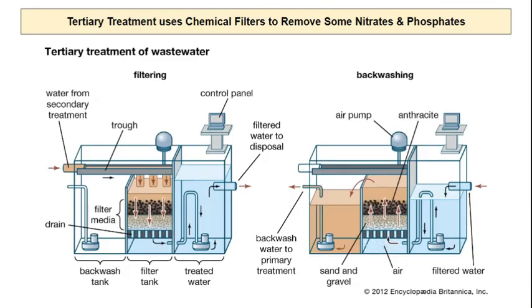Tertiary treatment is a blending of those treatments I just talked about with chemical filters, removing some of the nitrates and phosphates with different filters. You can see the filters here in the center part. Essentially, you're running the water through using different types of diffusion and osmosis. These filters remove those excess nutrients so we don't have to deal with eutrophication and dead zones when the effluent is eventually dumped out.